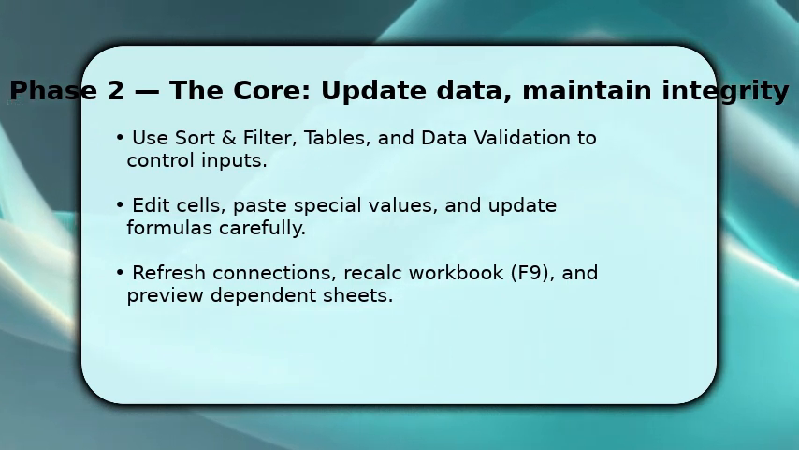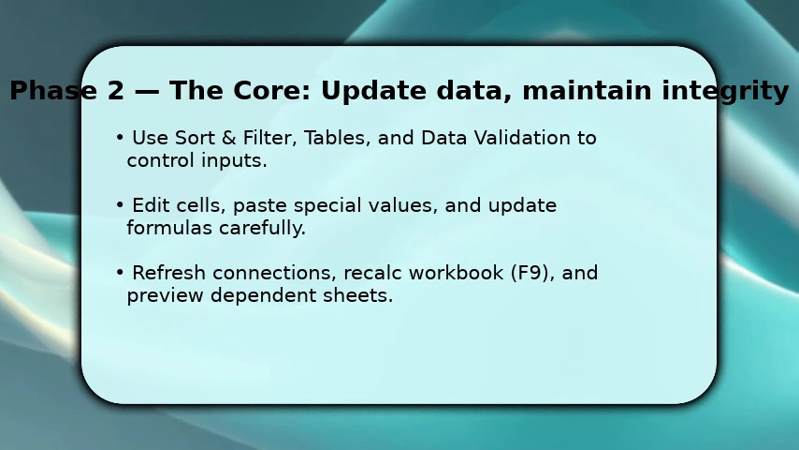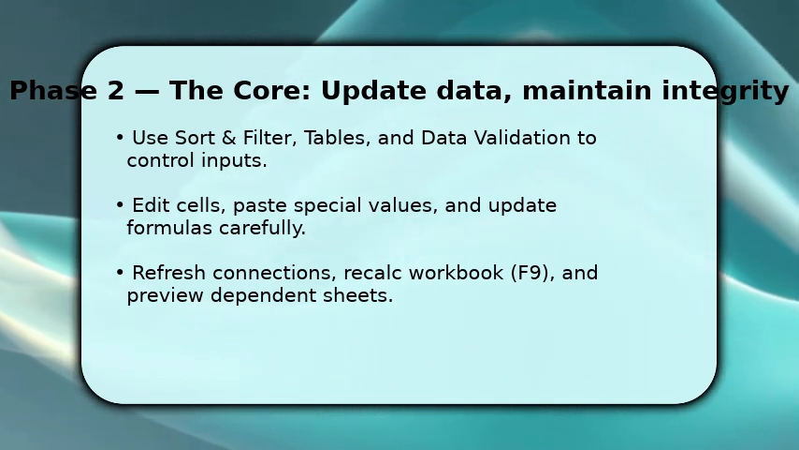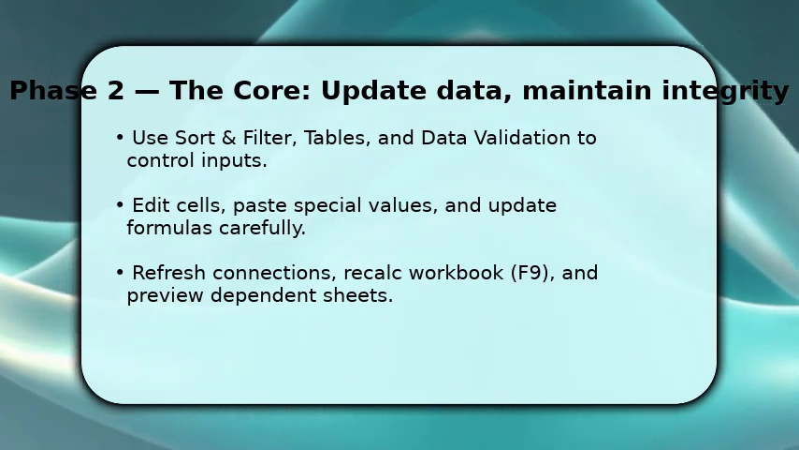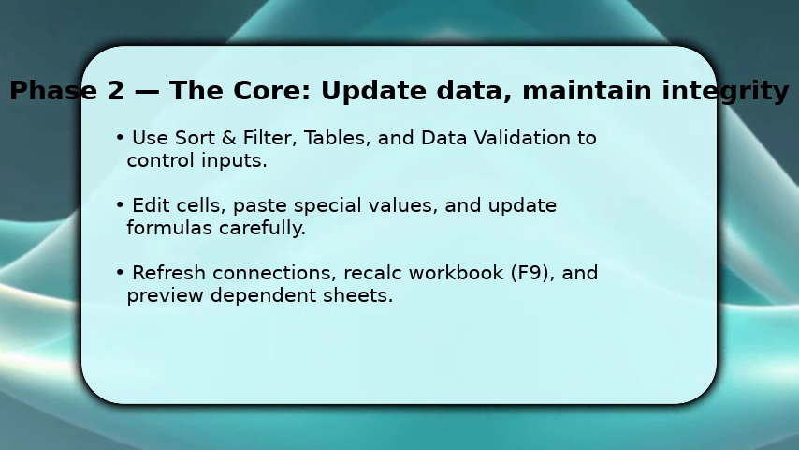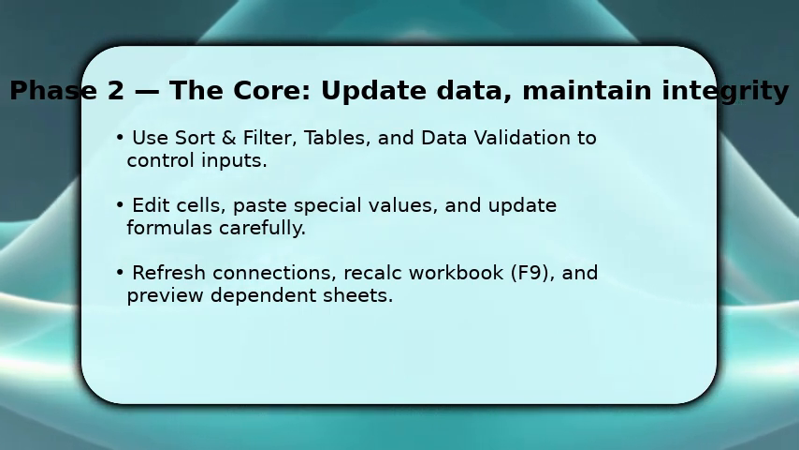Once done, refresh external connections and force recalculation with F9 so dependent cells update. Make sure to check downstream sheets and charts to confirm your changes propagated correctly, because invisible links often hide errors.